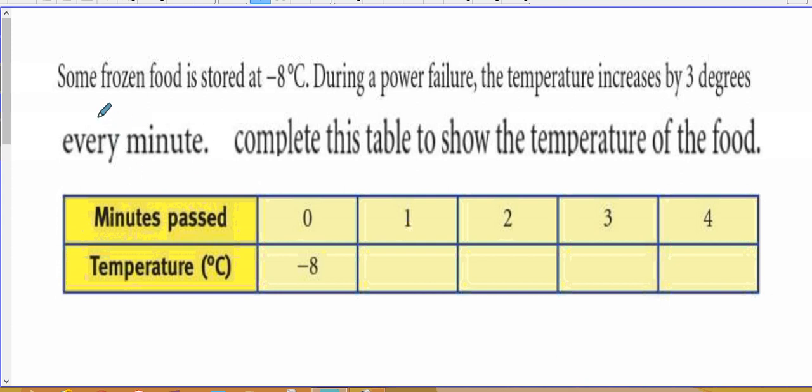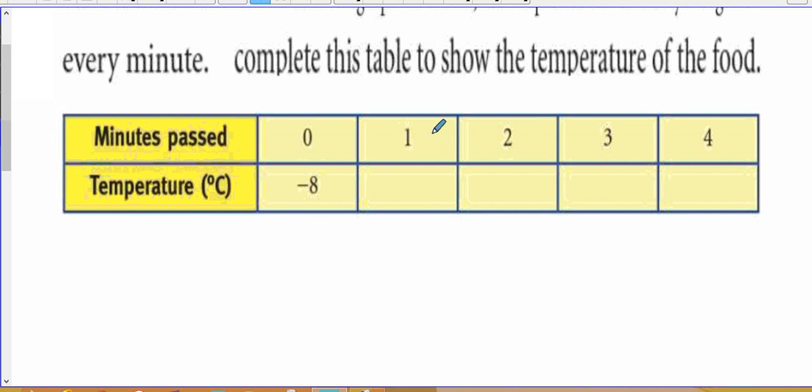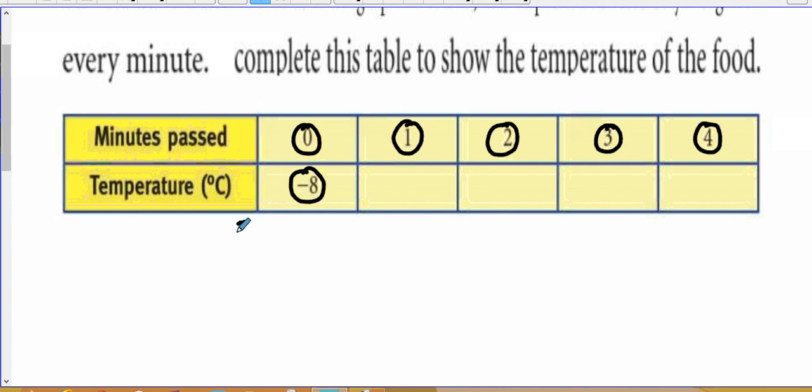And I'm going to read the question as follows. The question says, some frozen food is stored at -8 degrees centigrade. During a power failure, the temperature increases by 3 degrees every single minute. Complete this table to show the temperature of the food after 1 minute, after 2 minutes, after 3 minutes, and after 4 minutes. So when time was equal to 0 minutes, this was the start temperature or the original temperature. So when time was equal to 0 minutes, the start temperature was -8.